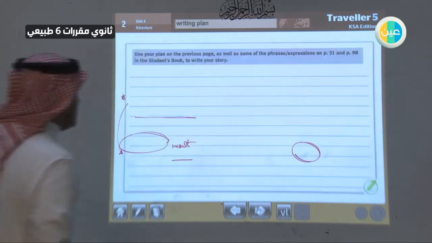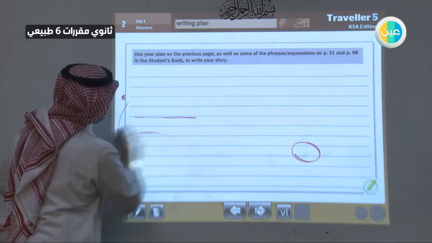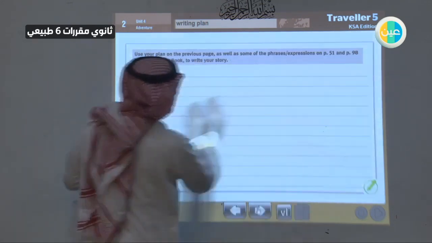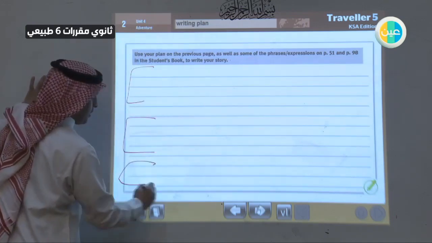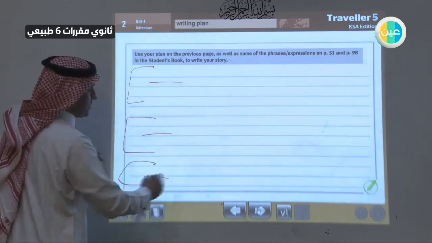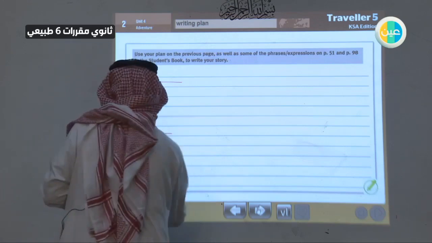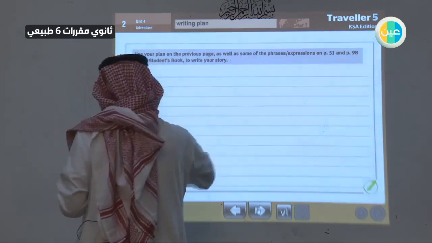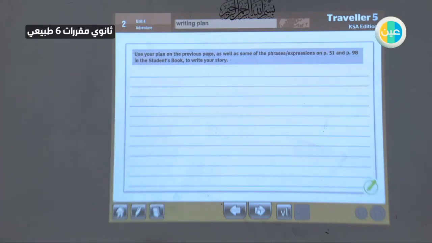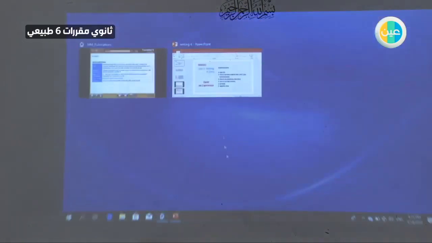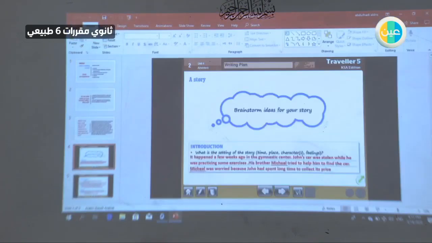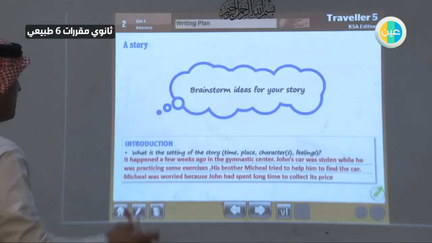Okay, on page 39, I think, yes, on page 39, write your story on this page. Three paragraphs: introduction, main part, conclusion. I have an example here. I tried to make a story.